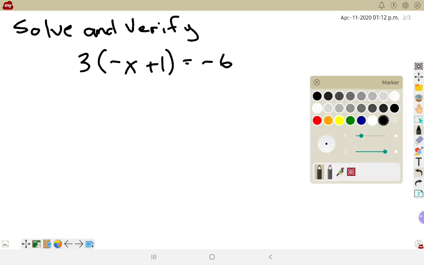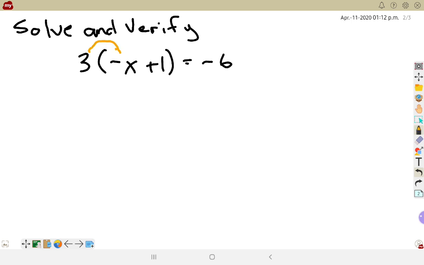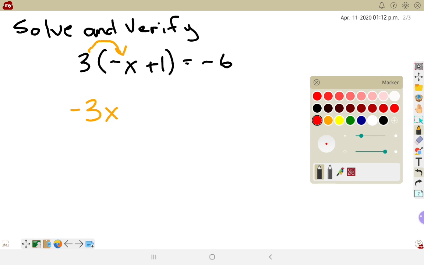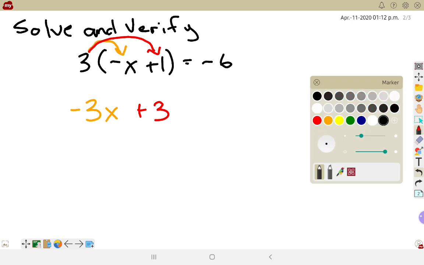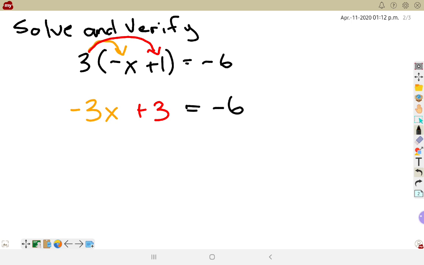What I'm going to do here is use the distributive property, and multiply this 3 into the brackets. So 3 times negative x would give me negative 3x, and then the next term, 3 times positive 1, is going to give me positive 3. So now I have negative 3x plus 3 is equal to negative 6.